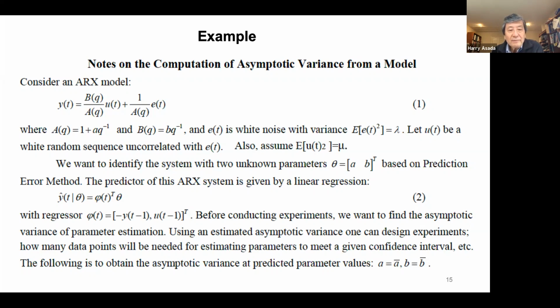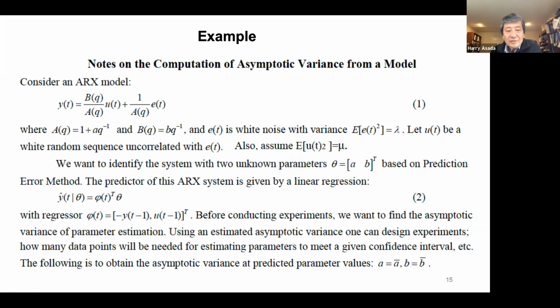So we want to identify the system with the two unknown parameters, theta, a and b, based on the prediction error method. The predictor of this ARX model is given by linear regression like this, very simple, right? With the regressor, in this case, minus y_{t-1} and u_{t-1}. This is the one that we did before.